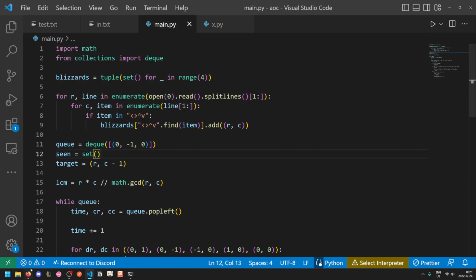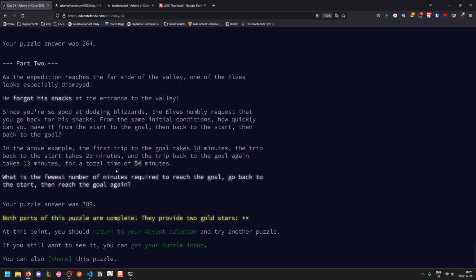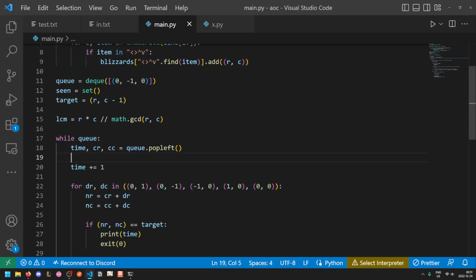Moving on to part 2, one of the elves forgot his snacks at the entrance. So because we're so good at dodging the blizzards, they humbly request that we go back for the snacks. So from the same initial conditions, what is the minimum amount of time needed to go from the start to the end, back to the start, and then back to the end? To do this, we just need to implement a couple more additional steps in our logic.